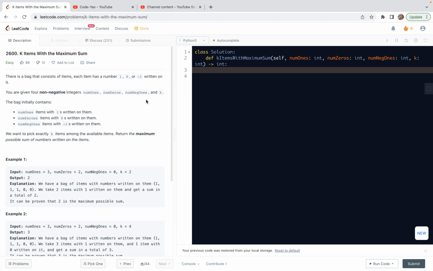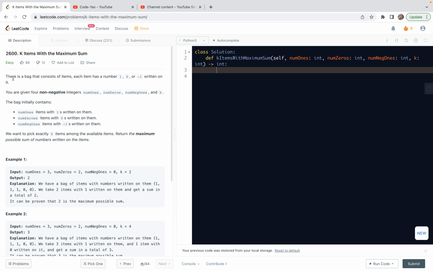Let's have a look at a newly appeared easy problem. Problem 2600. K items with the maximum sum. In this problem, we're going to introduce the piecewise constant function, right?